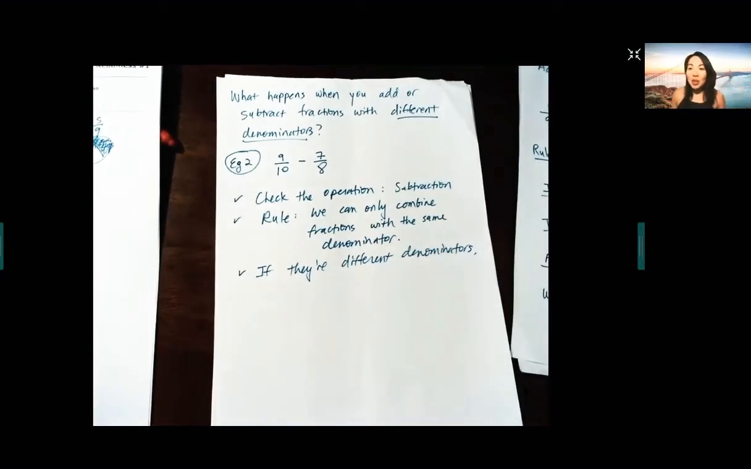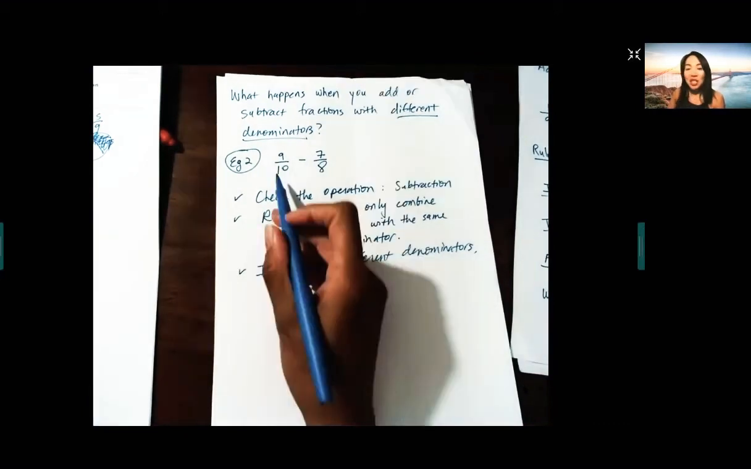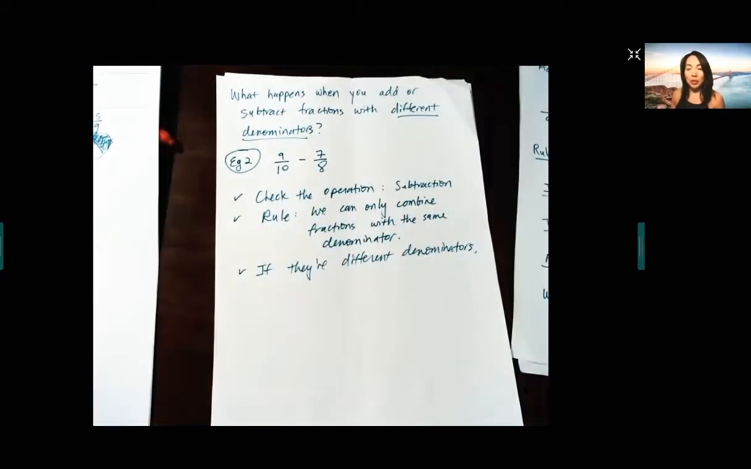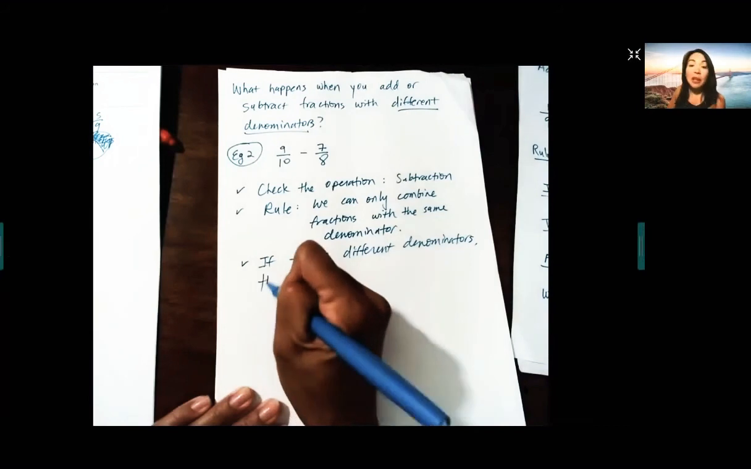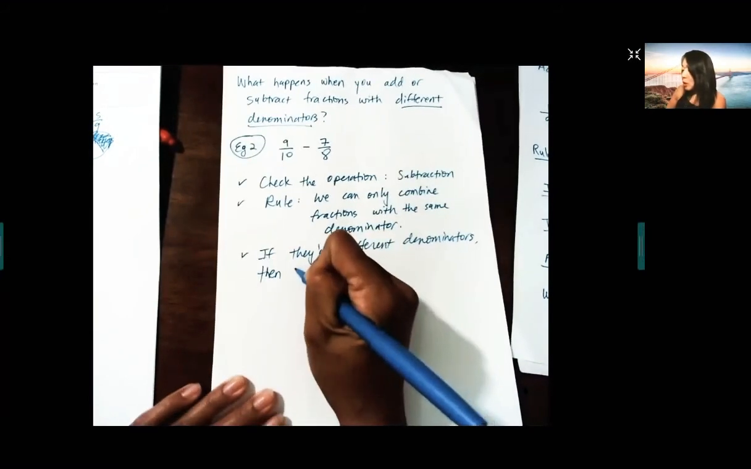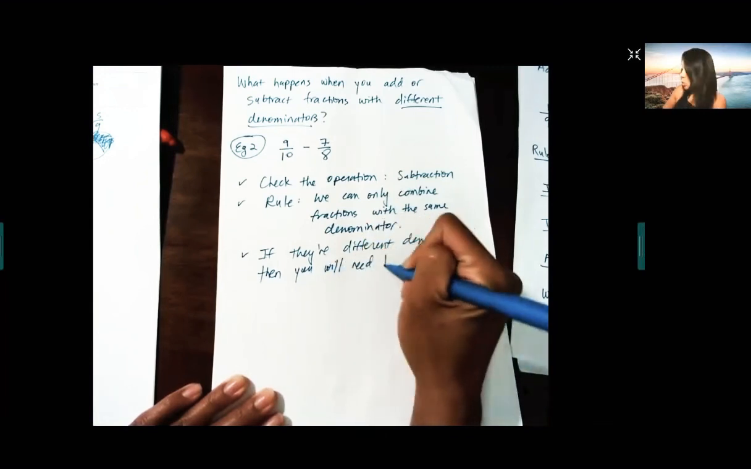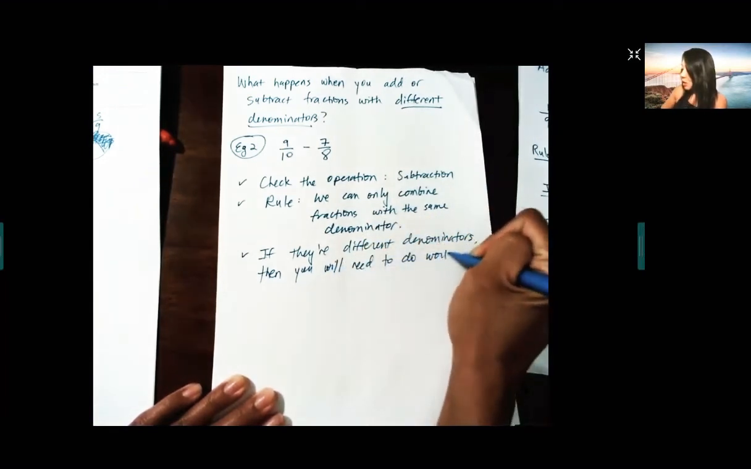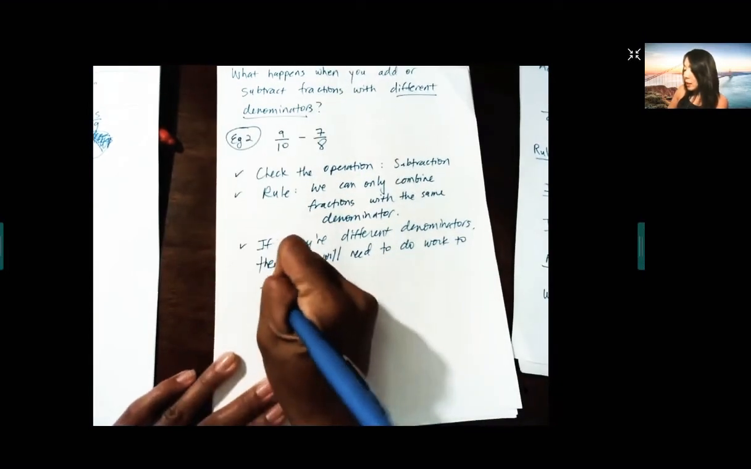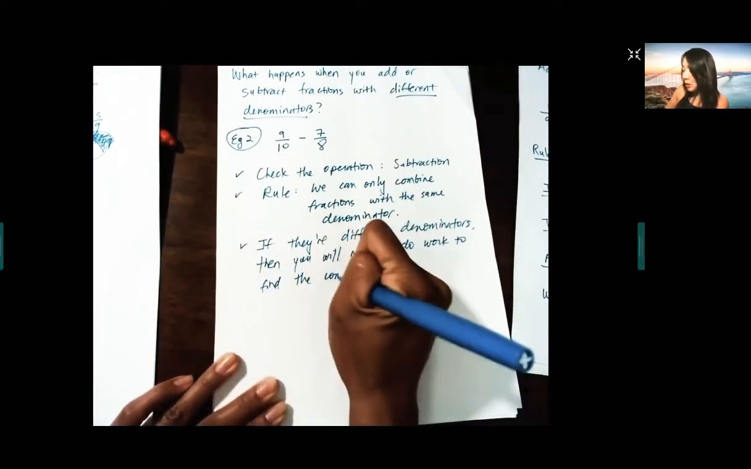What I love about mathematics is that you have the power to manipulate numbers and change these fractions into something that works for you. So if they're different denominators, you are going to create common denominators. You will need to do work to find the common denominator.